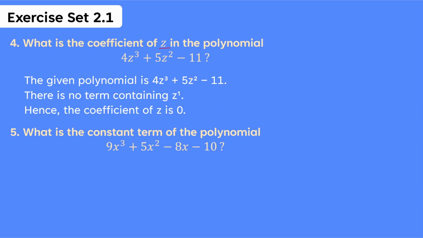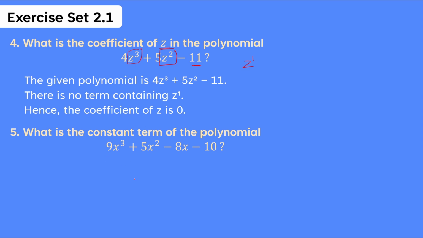So there's no term. We don't find any term with the variable as z, which means z to the power 1. So the coefficient is 0. All right. Since there isn't any z term here, we have z to the power of 3, we have z to the power of 2, but we do not have z to the power of 1 because we just have a constant here. This is a constant. So hence the coefficient of z is 0.